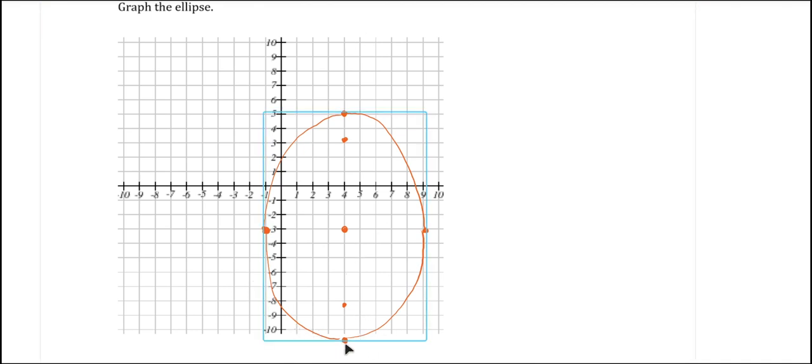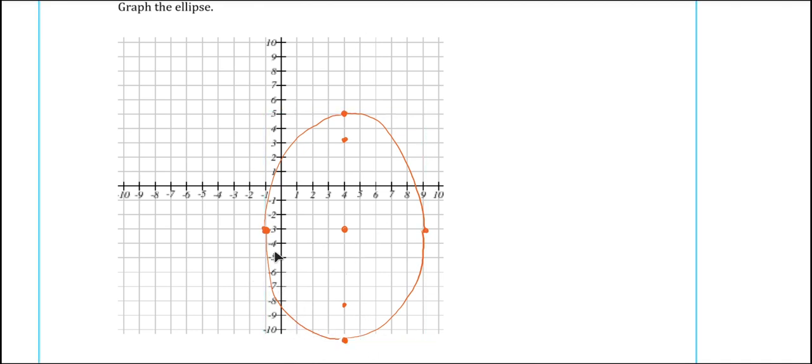You can't really get a good one here because going to negative 11 takes us right off the edge of the map, but that's okay. I mean, we got a pretty good sketch going.